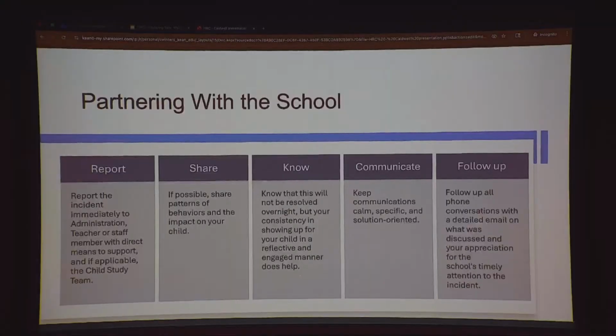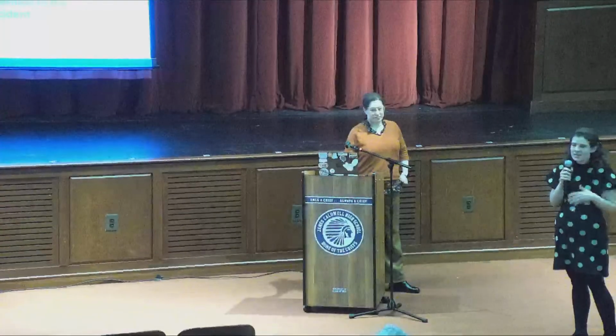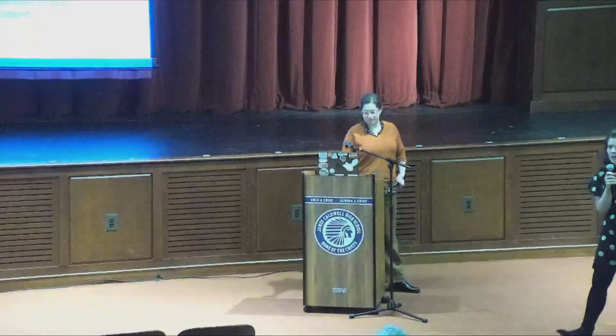There has to be an investigation, conversation, dialogue. And so if we assist in that matter, even though it may not happen at the speed that we hope, we're going to get a better end result if things aren't rushed. Communicate. Keep it calm, specific, and solution-oriented. Not always easy, but something that we should strive for. And then follow up. It's okay to send an email or leave a voice message that you're just looking for more information. It's okay to say that you appreciate the school, right? Acknowledge that there's work being done on both sides in order to come up with the best solution for everyone involved.